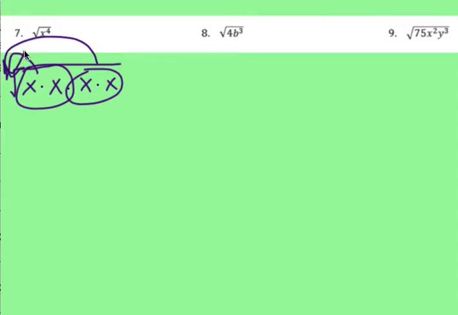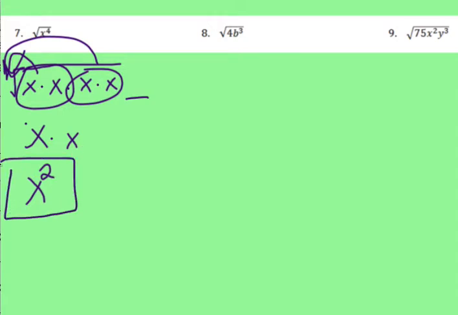What you'll notice here is that there's no more x's left underneath the radical. There's nothing left underneath the radical, which means my radical is going to be gone altogether because everything came out in pairs. So I have an x here, and then I have an x here. So x times x is going to be x squared. So that's my final answer for number 7.